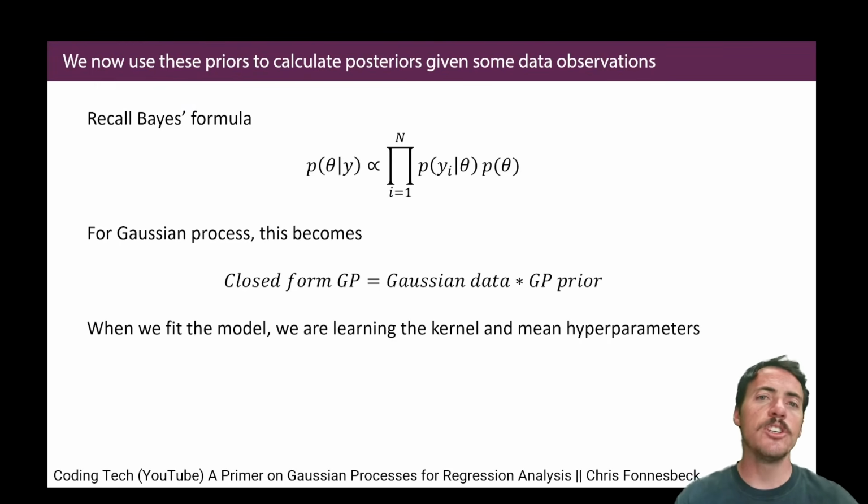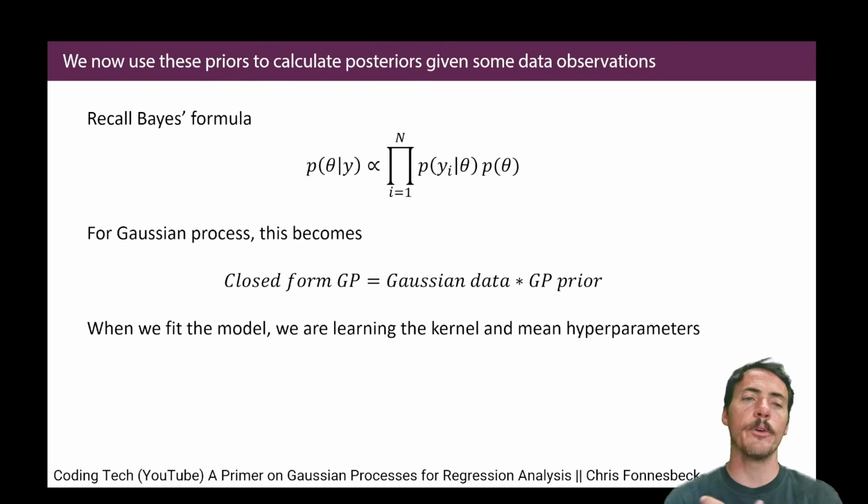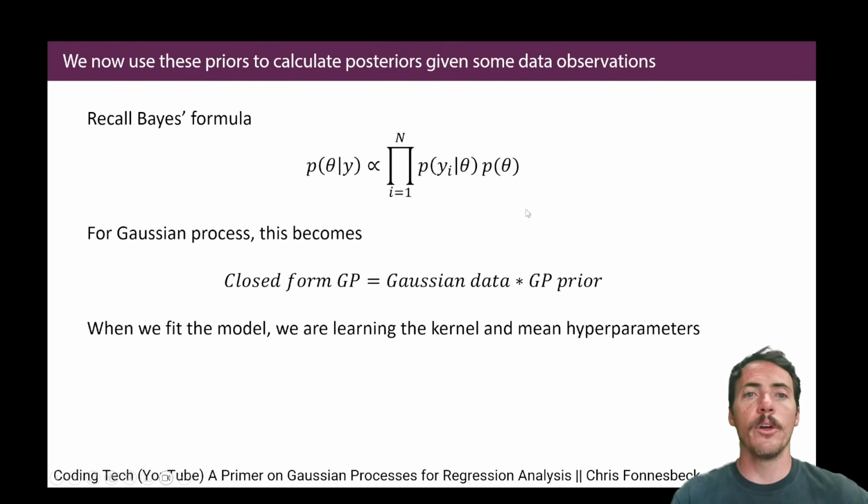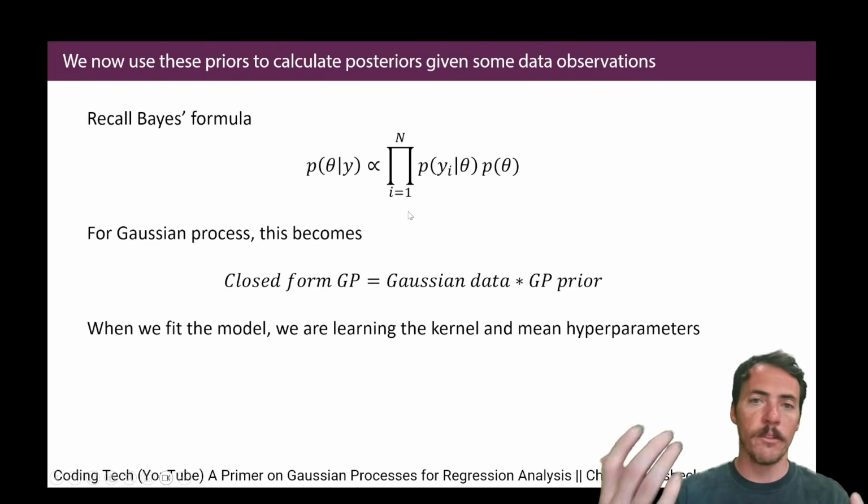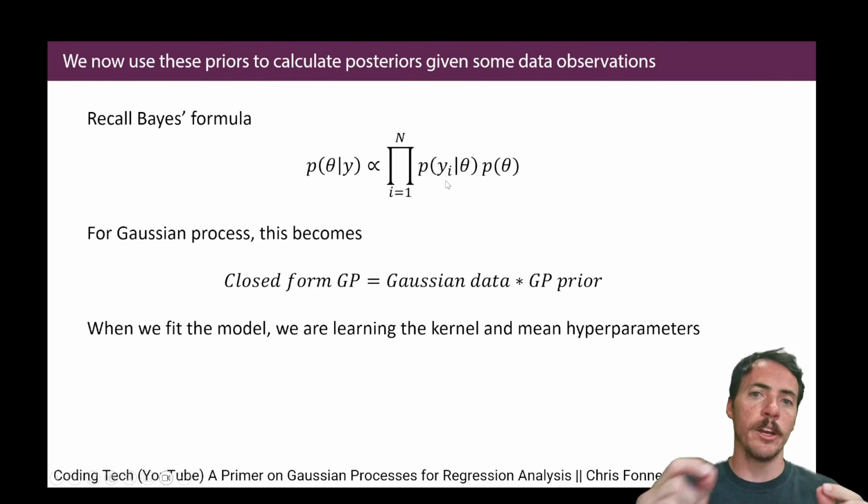Okay, so how do you actually use Gaussian processes to predict something? Well, if we go back to our Bayes formula in our previous video, we know that the conditional probability is equal to this sum of all these different conditional probabilities for each of our data points.